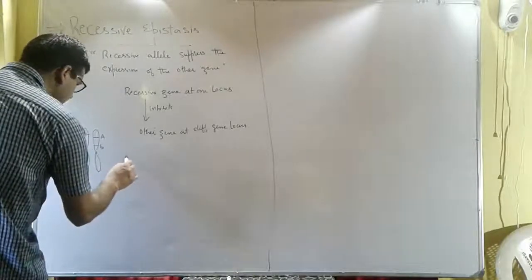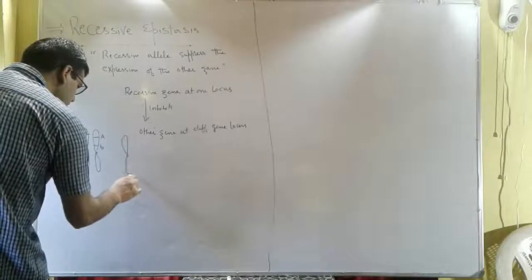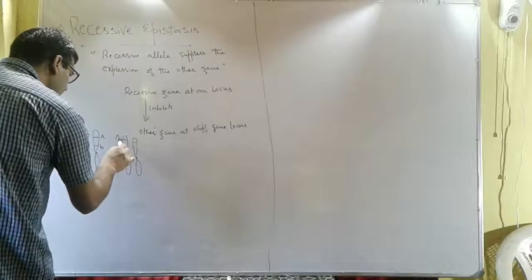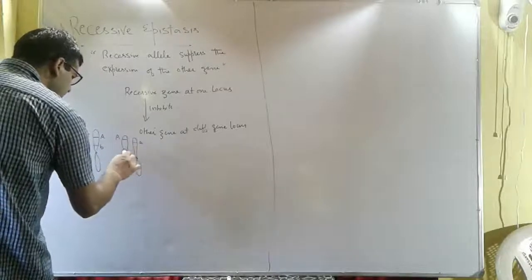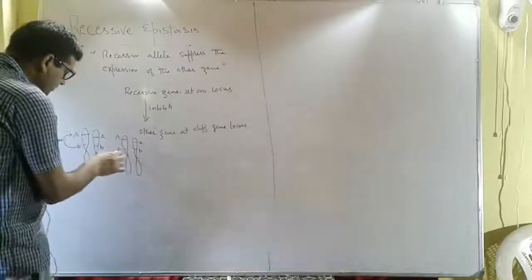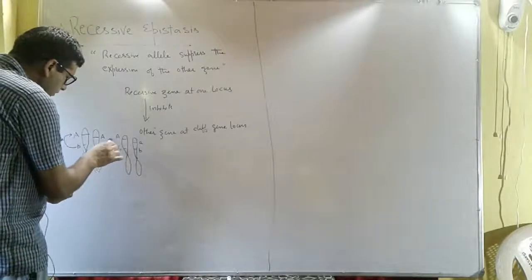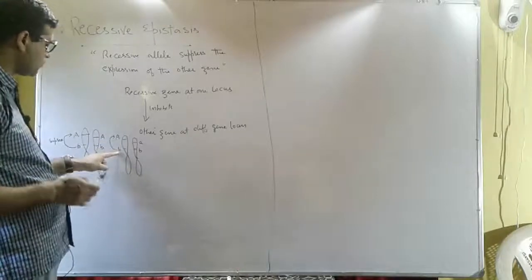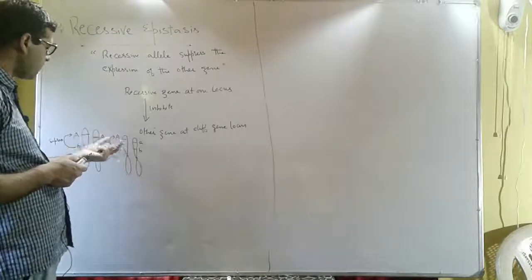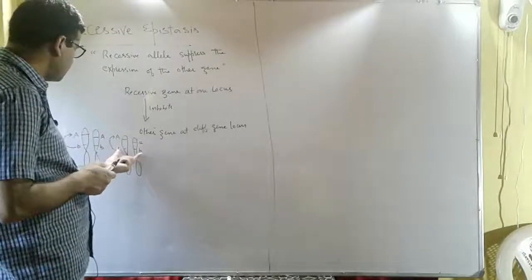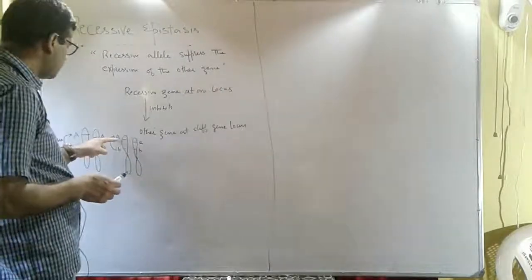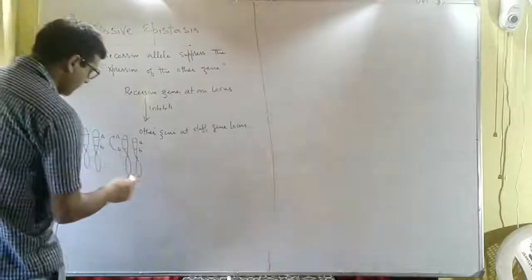The same is the case with this condition. This is also a case of recessive epistasis. We have A, B, small b, small b. This recessive gene b suppresses the expression of the dominant gene A. So this recessive gene can suppress the expression of the dominant allele of the gene as well as the recessive allele of the gene. It can be like this also.